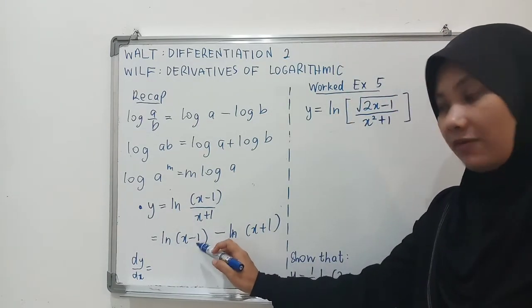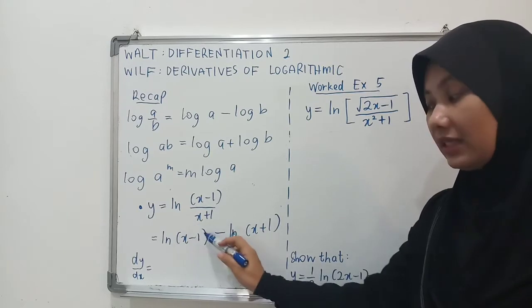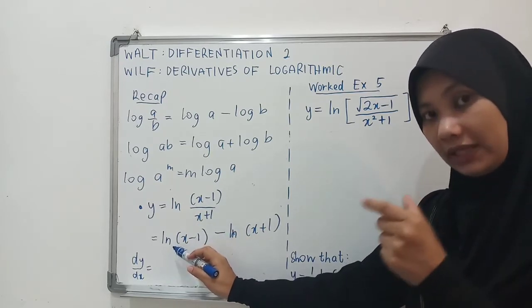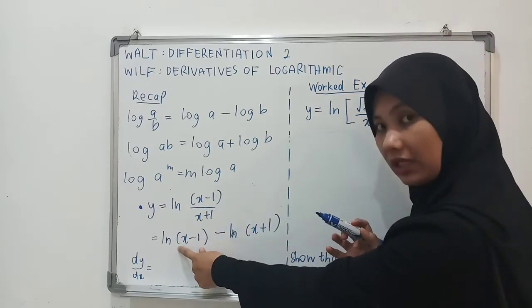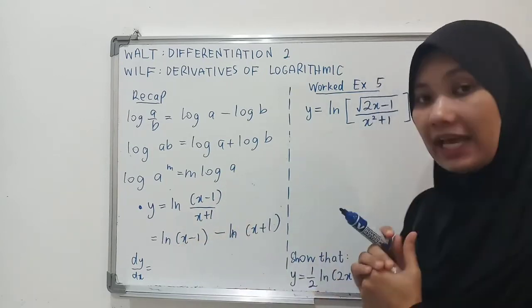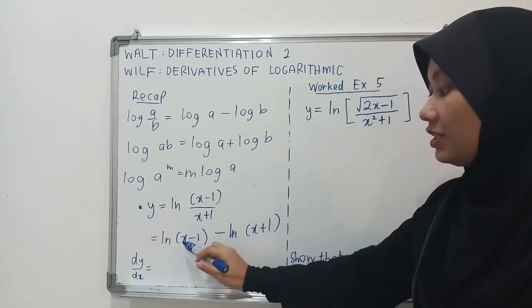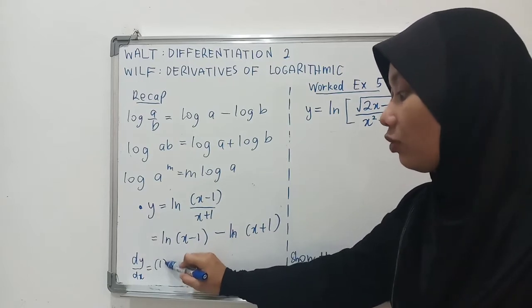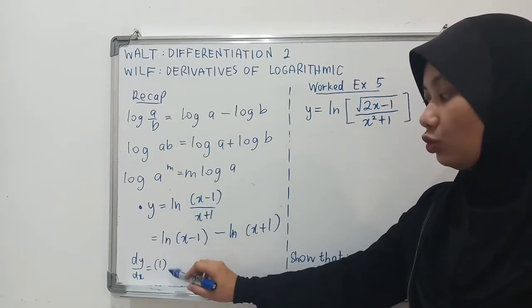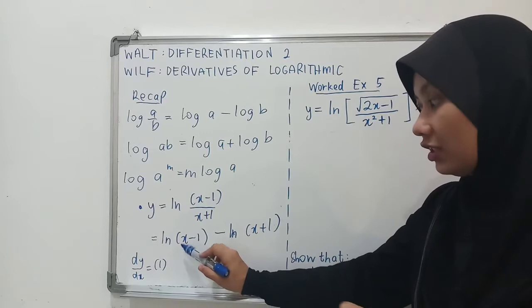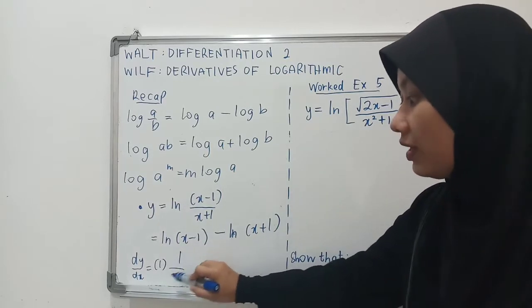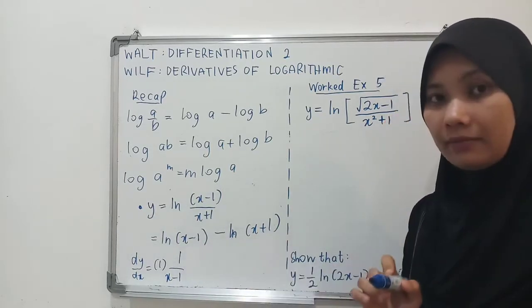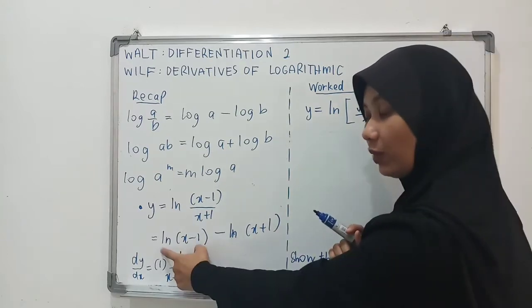We have learned this previously. The whole thing now just belongs to that ln, okay? Just one term only. So now, differentiate x minus 1, put in front. Differentiate x minus 1, you will get 1 only. And then, what should you do next? Take 1 over the whole thing. So, 1 over x minus 1. Okay, so that is for the first one.